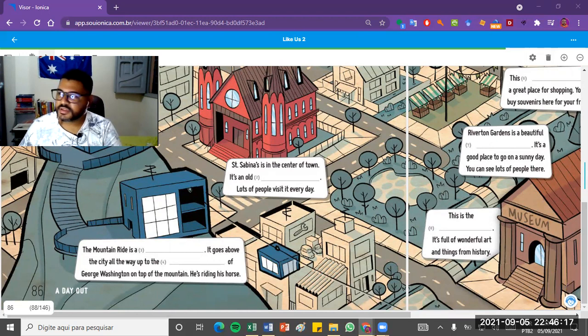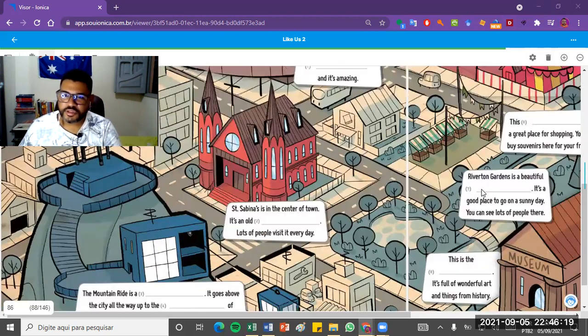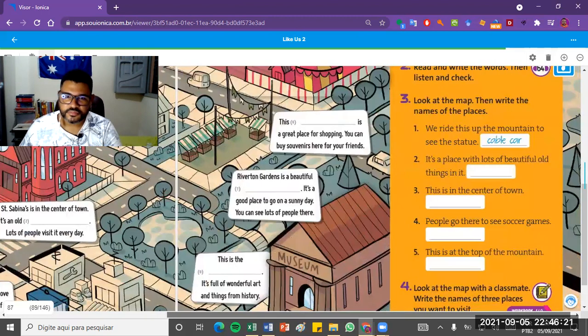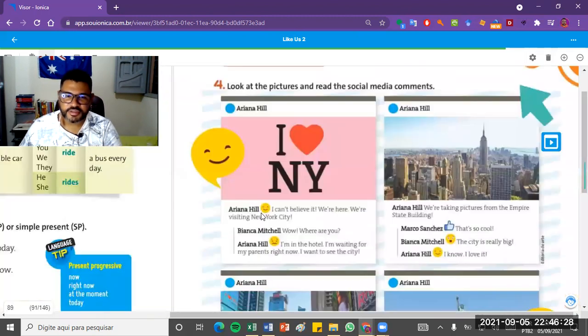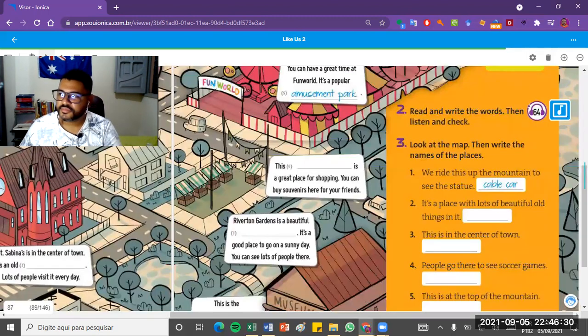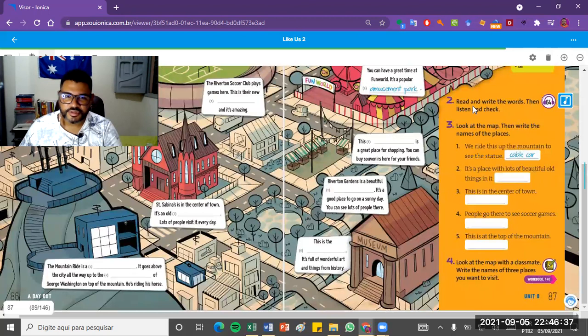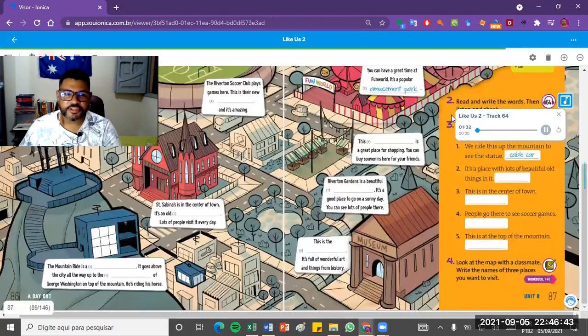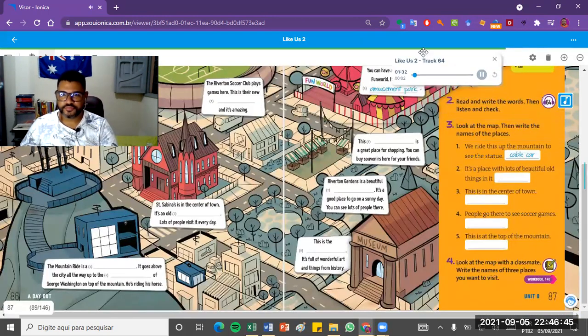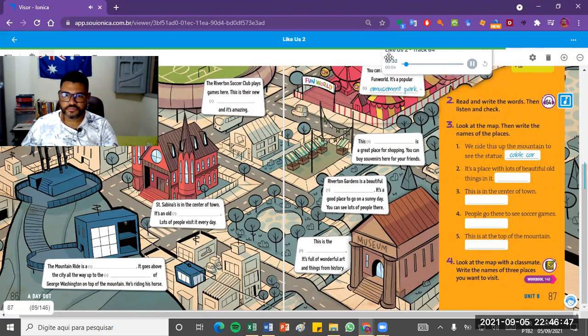Number, let me see, 6, streetcar here. Number 7, park. And 8, museum. All right. Let's listen to the audio about this text. Listen and check. Unit 8, Lesson 1, Track 64.